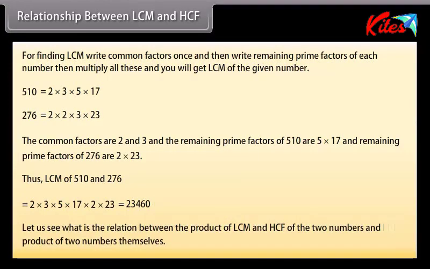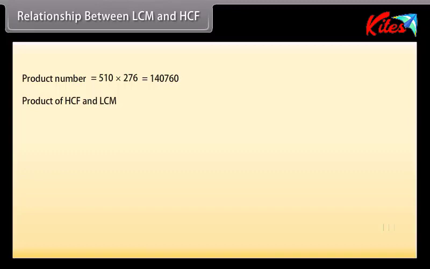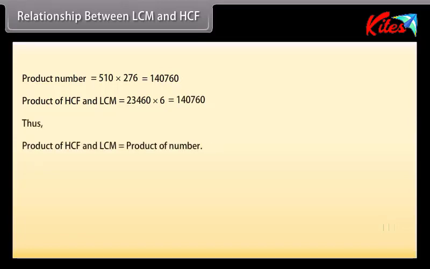23,460. Let us see what is the relation between the product of LCM and HCF of the two numbers and the product of the two numbers themselves. From the above discussed example, the product of the numbers is equal to 510 × 276, which equals 1,40,760. The product of HCF and LCM is equal to 23,460 × 6, which is 1,40,760. Thus, the product of HCF and LCM is equal to the product of the numbers.